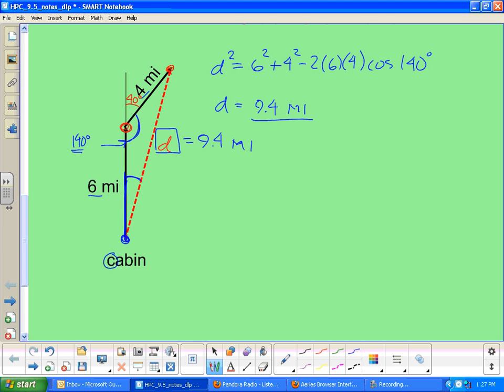Now I can use law of sines. And this is often the pattern. You use law of cosines to find a missing side. Then you use law of sines. Now, could I use law of cosines again? Yeah, I could use law of cosines again. This law of sines tends to be a little quicker.